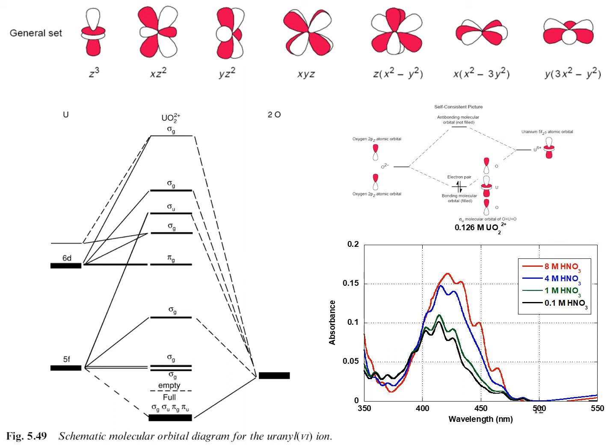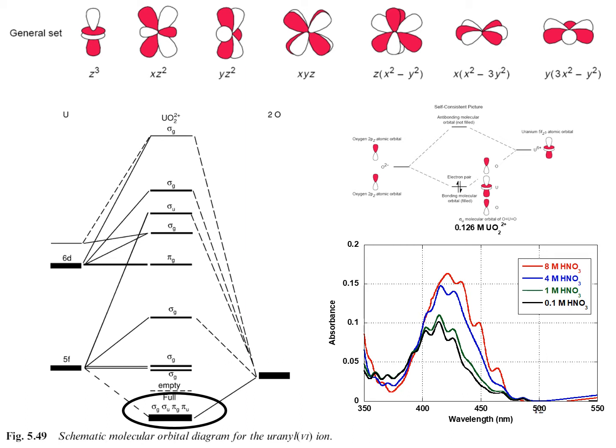The molecular orbital is shown in more detail here, where here are the orbitals from the uranium atom, the 6d, 5f, and the oxygen atoms shown here. There are 2 oxygen atoms. What is demonstrated here in this molecular orbital is the highest occupied molecular orbital is composed of these sigma and pi bonds shown here.